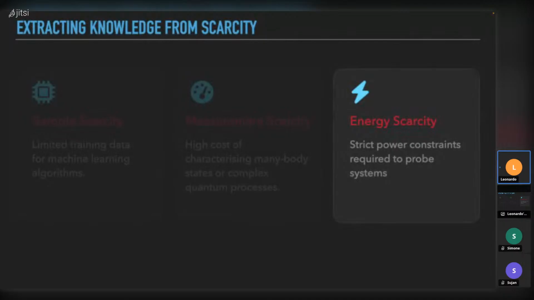Now, let's focus first of all on energy scarcity. This talk is going to be about learning and sensing, but I will start with the sensing. So there is no learning in what I'm saying right now, and then I will show you how something similar can be applied for learning problems.